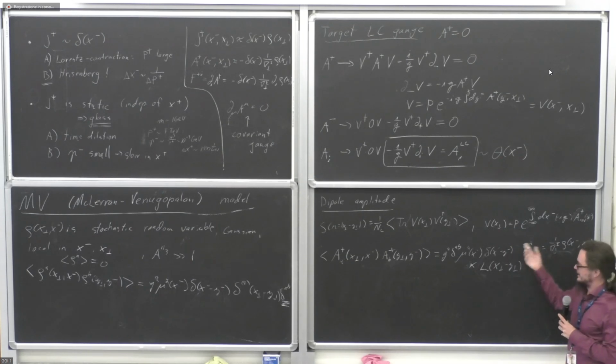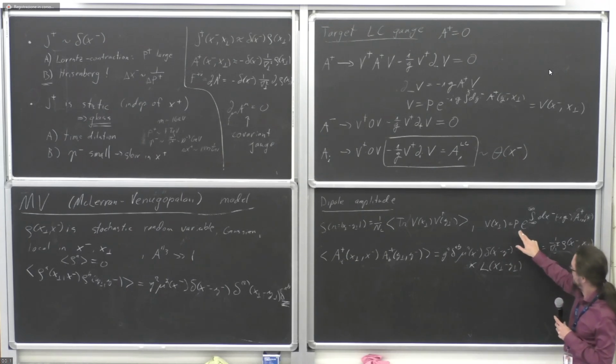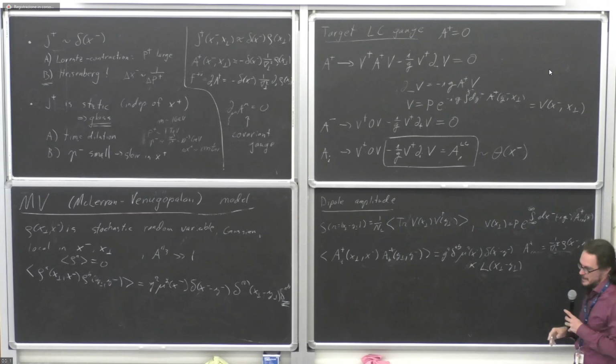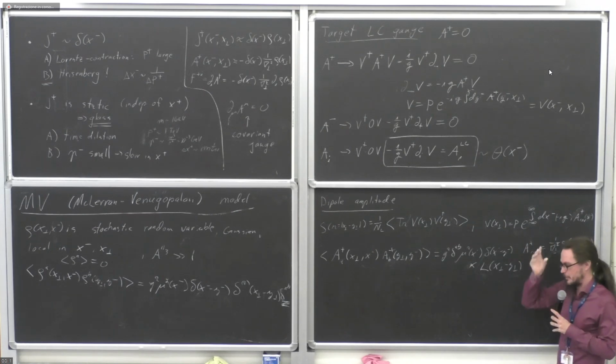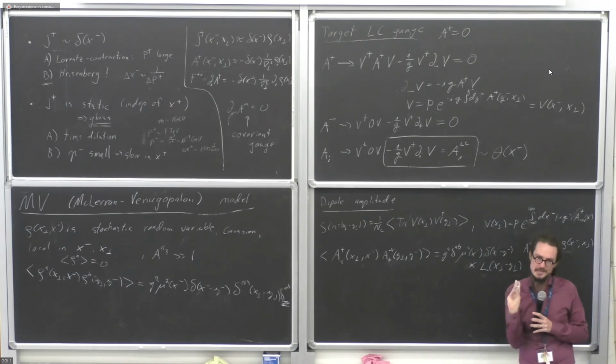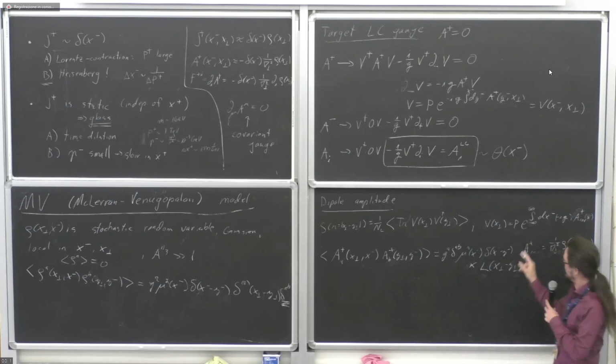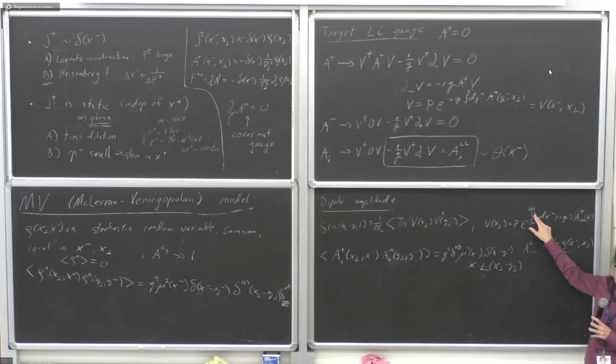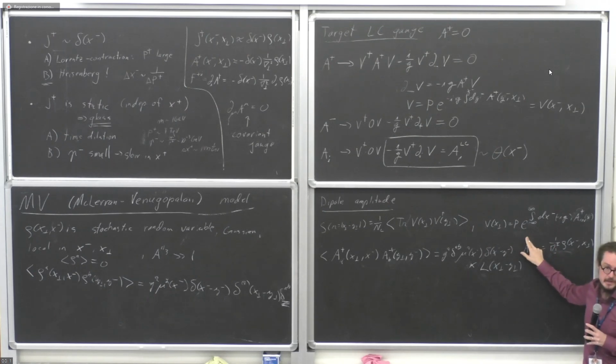Here, it is also convenient to think of a path ordered exponential as a path ordered product of infinitesimally small exponentials. I have an exponential of an integral. If I discretize x minus, my integral becomes a sum. I have an exponential of a sum, which is the product of exponentials, right? And this product of exponentials is ordered because of this path ordering, okay?